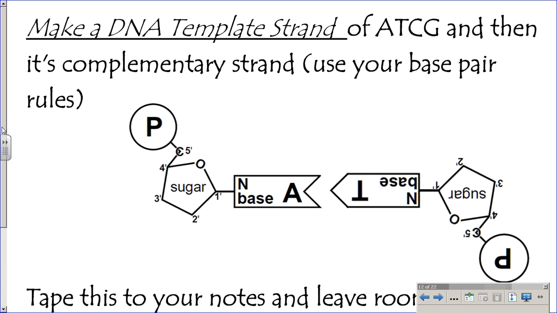Austin and Chandler are passing out scissors. We do it once each row. If there's enough for everybody, try to keep it enough for everybody. If you have your own scissors, pull your own scissors out. I want you to make a DNA template strand and then make the complementary strand. And I will tell you what I want your template strand to be.